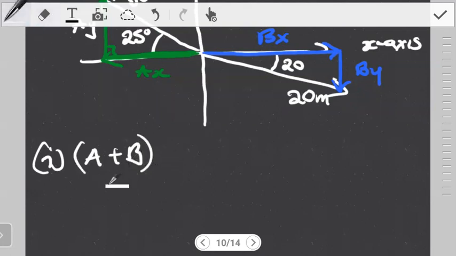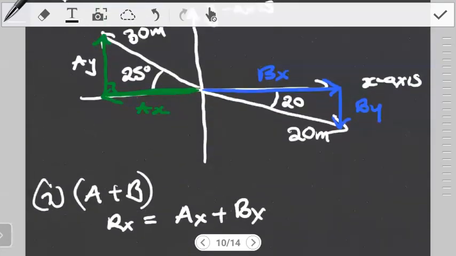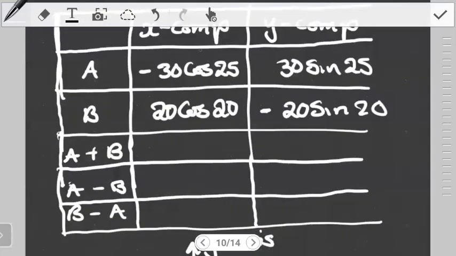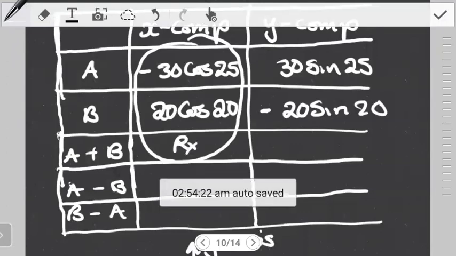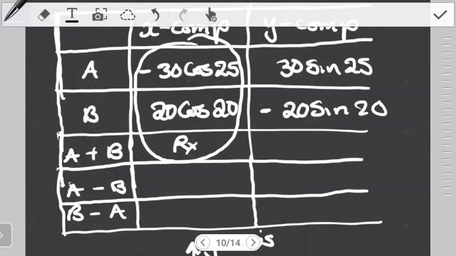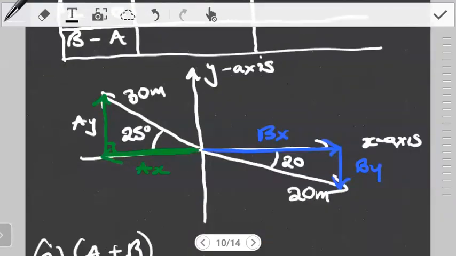I can get this resultant in x. Now this is going to be A in x plus B in x. If you look at what is happening here, I'm basically just adding these two, and they'll give me what comes down here. What comes down here is the one I'm calling R in x. So it is just going to be the x component of A plus the x component of B. What will I get there?